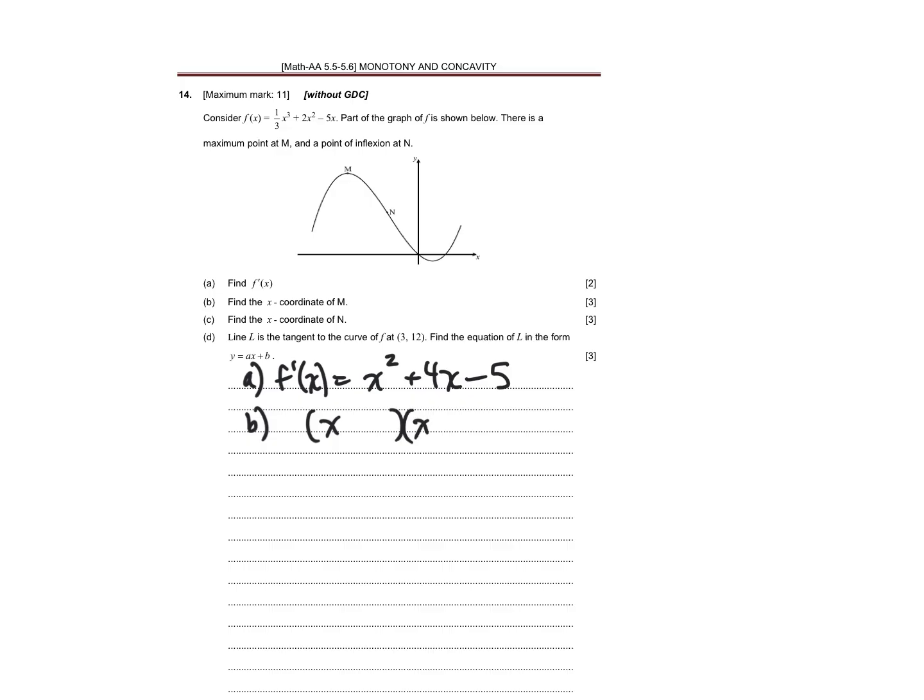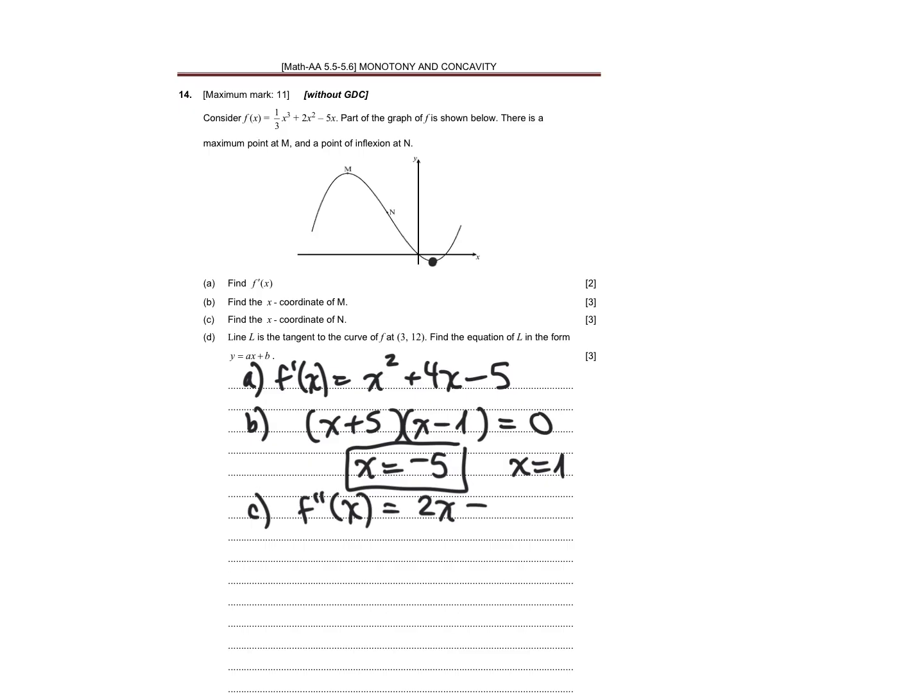So we need to factor this thing and set it equal to 0 because we need a max or min, so we find the critical points by setting the derivative equal to 0. So this factors to this, and we're going to have x equals negative 5, which is our x coordinate of M, and x equals 1 would be the x coordinate of this minimum. Okay. The x coordinate of N, that's an inflection point, so we need the second derivative, which is going to be 2x plus 4, and we set that equal to 0, so that's at x equals negative 2.